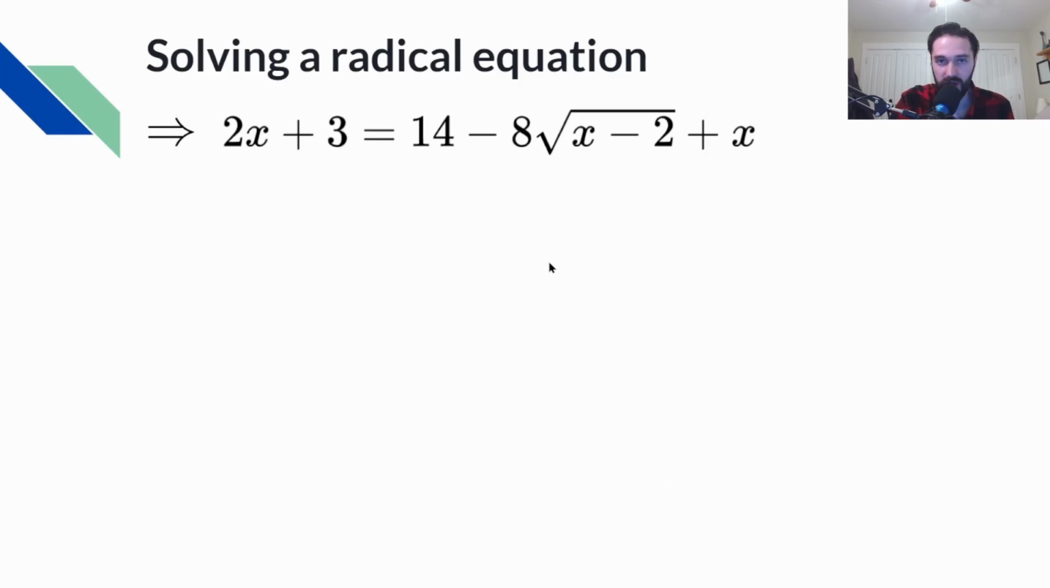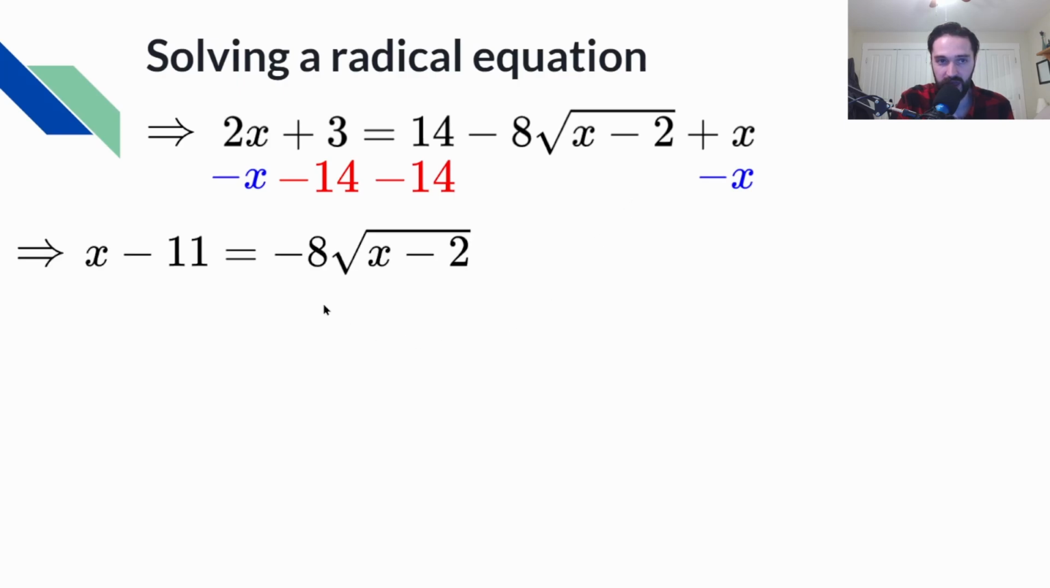We got rid of one radical by isolating it and then raising both sides to the 2 power. But we have another radical that we need to get rid of. So let's isolate it on the right-hand side. Let's subtract x from both sides and subtract 14 from both sides to get this thing by itself on the right-hand side. And we get 2x minus 1x, which is 1x.